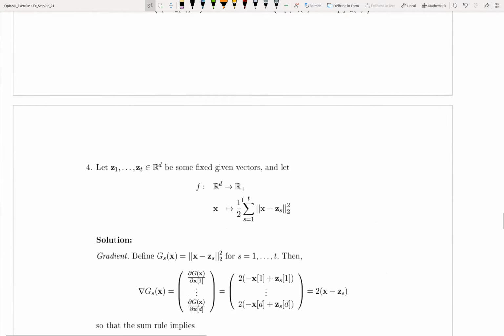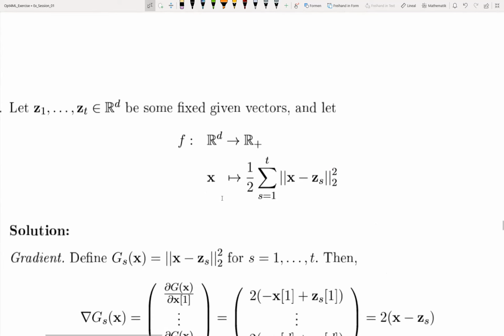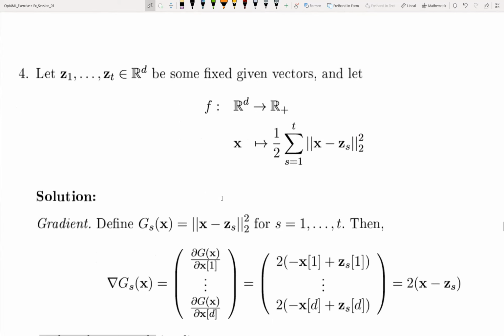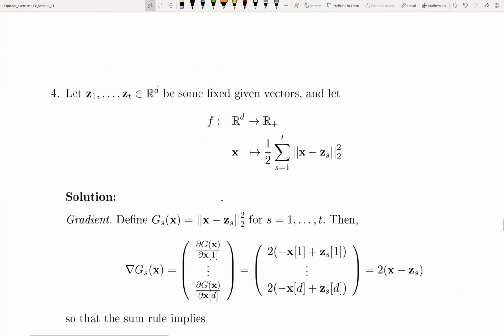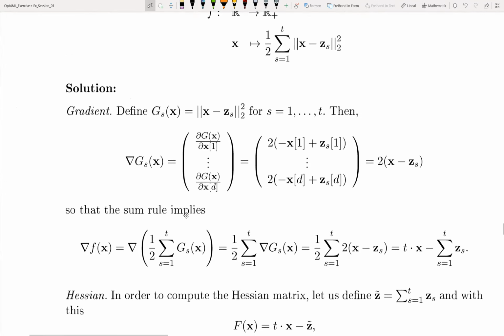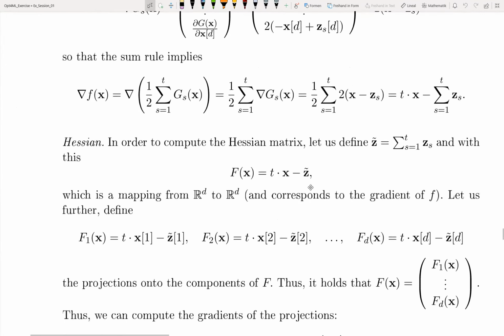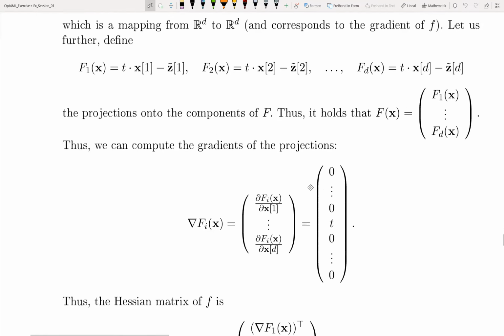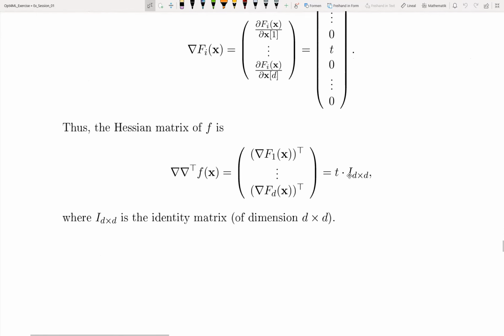The structure here is quite simple. The last function is actually one of the simplest ones because you use the sum rule here. And the Hessian matrix is quite nice to compute because at the end it's nothing else than T times the identity matrix.